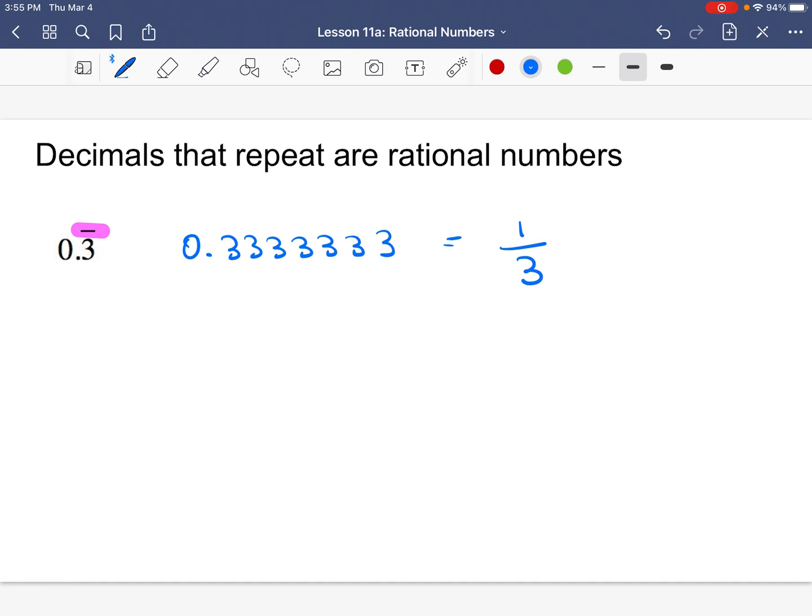Decimals that repeat are rational numbers. So when you see this bar on top of the 0.3, that means that it's repeating, and it's 0.333 indefinitely, and that's equivalent to 1/3. That's a rational number. Another example is 0.6 with a bar, like this, and that's equivalent to 2/3.